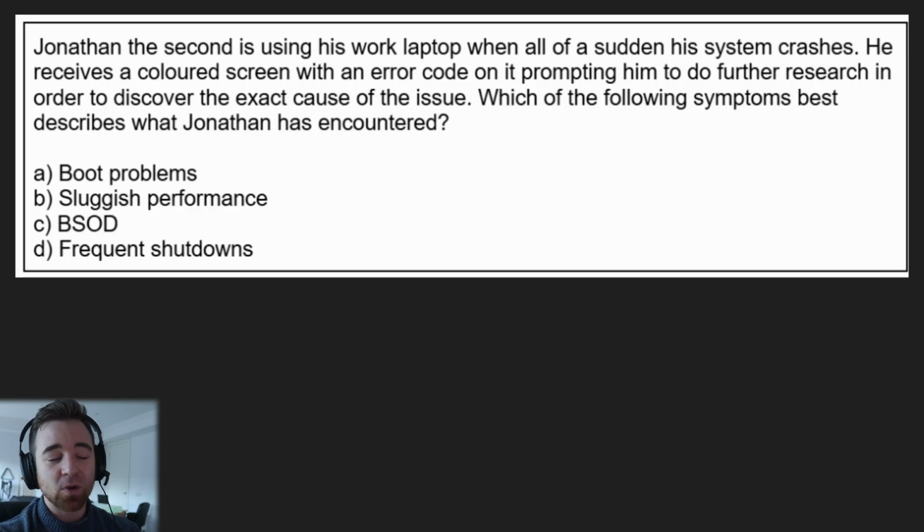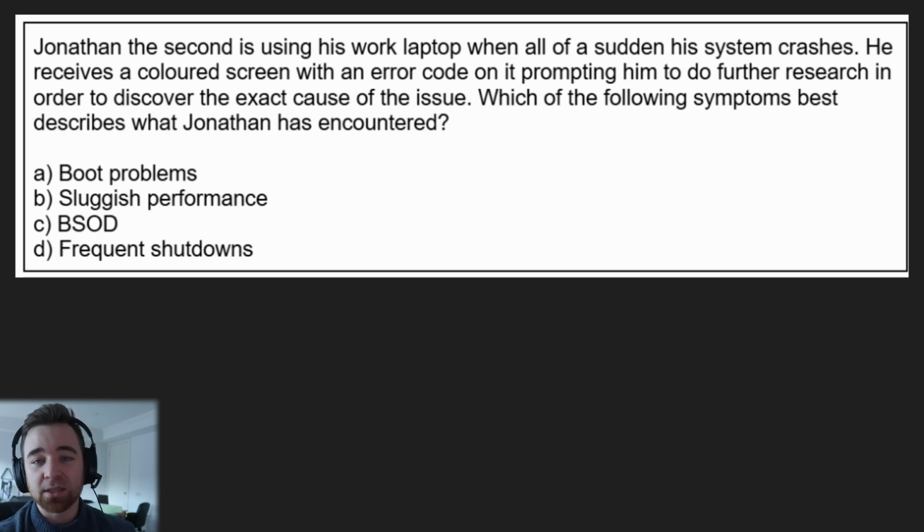Let's take a look. The question reads, Jonathan is using his work laptop when all of a sudden his system crashes. He receives a colored screen with an error code on it, prompting him to do further research in order to discover the exact cause of the issue. Which of the following symptoms best describes what Jonathan has encountered? A. Boot problems. B. Sluggish performance. C. BSOD. Or D. Frequent shutdowns.